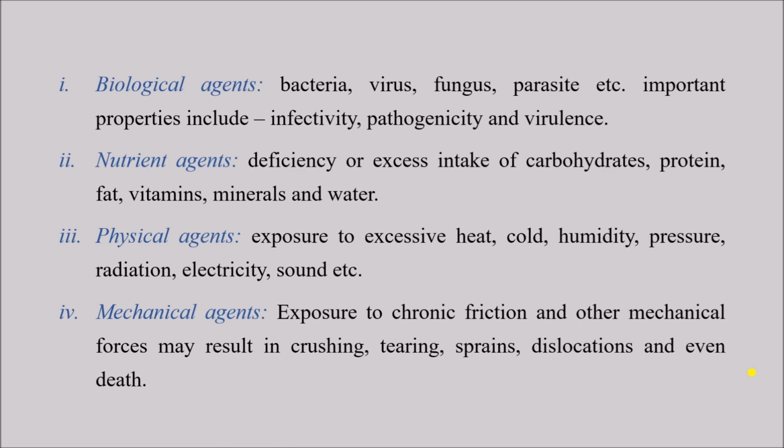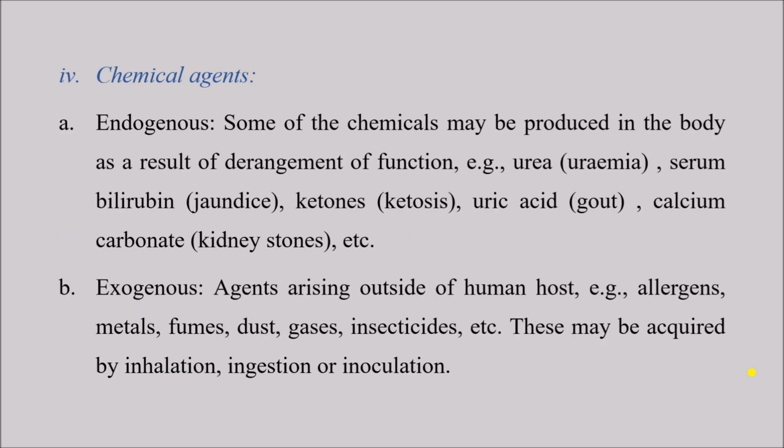And mechanical agents like chronic friction and other mechanical forces may result in crushing, tearing, sprains, dislocation or even death. So a human population interacting with different machineries in their profession, there are a lot of occupational accidents. While using machineries, some kind of unpleasant events occur. Maybe there is a loss of limbs, or maybe a person can even die from using these machines if there is some big accident that occurs. So mechanical agents are also there.